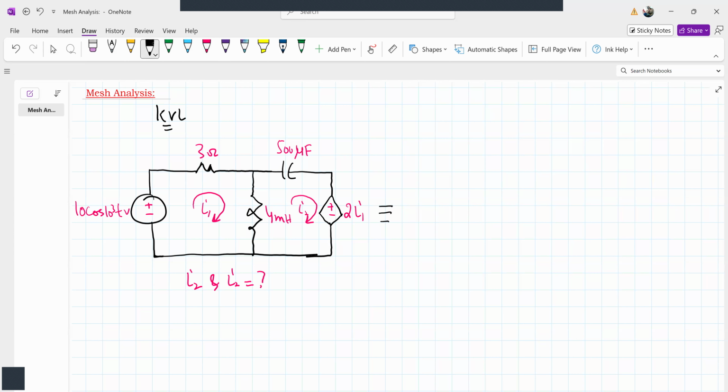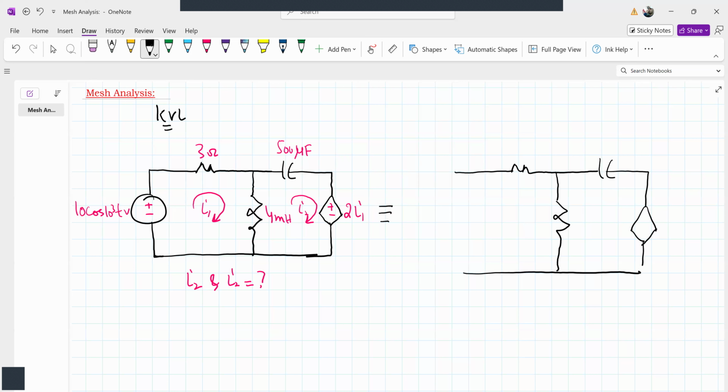So we'll draw the phasor equivalent of this circuit. A resistor will be replaced with its phasor equivalent. Similarly, the inductor will be replaced by its phasor equivalent, and there is a capacitor here. The voltage source will be replaced by the phasor equivalent of 10 at an angle of 0. Why 10 at an angle of 0? Because the phase here is 0. The 3 ohm resistor will be replaced by 3 ohms.